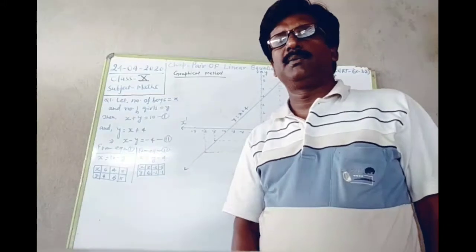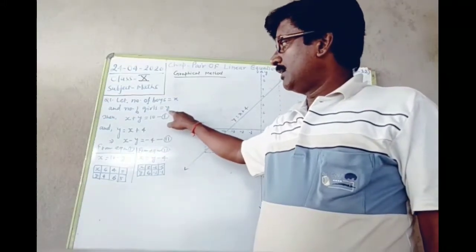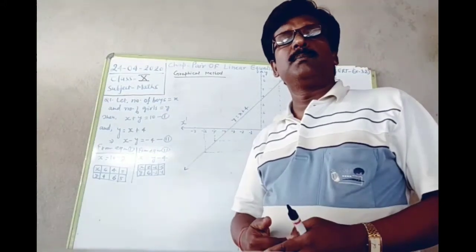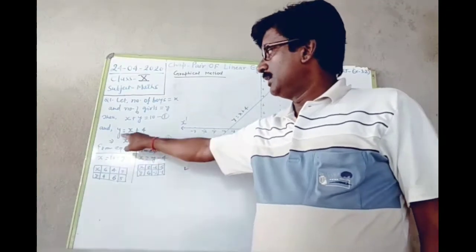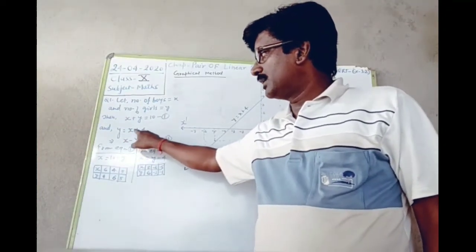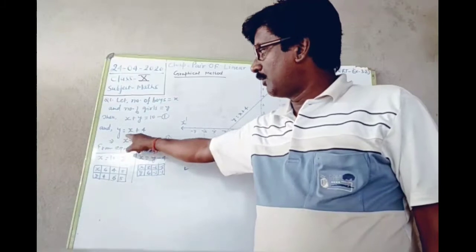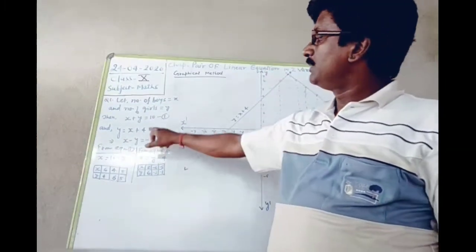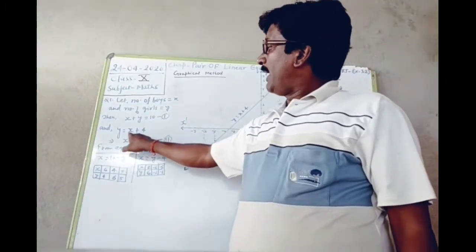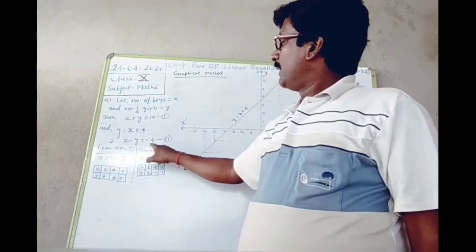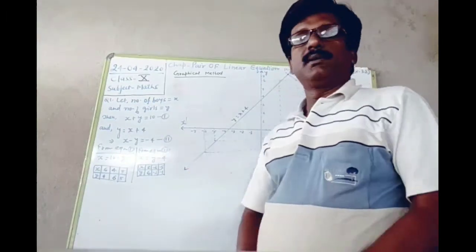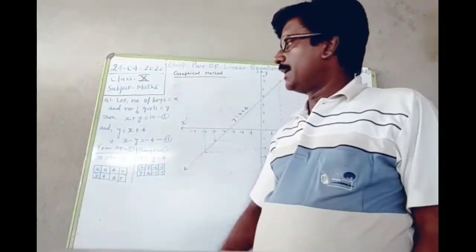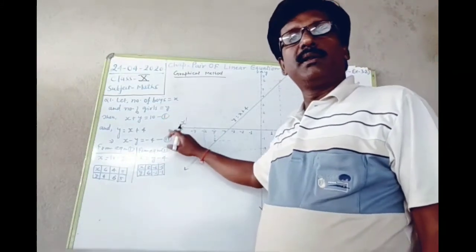And also it is given the number of girls is 4 more than the number of boys. So y is equal to x plus 4. And from this equation, x minus y is equal to minus 4. This one is the second equation. So using that information, I have framed two equations, equation 1 and equation 2.